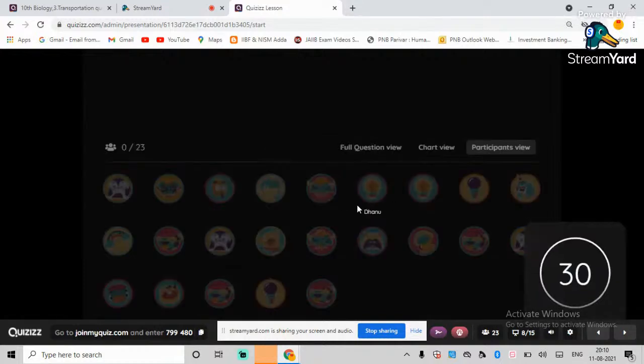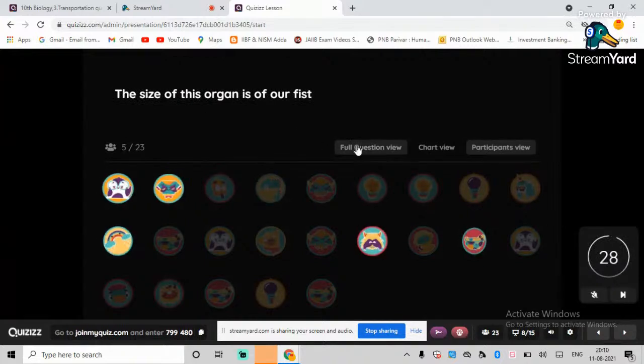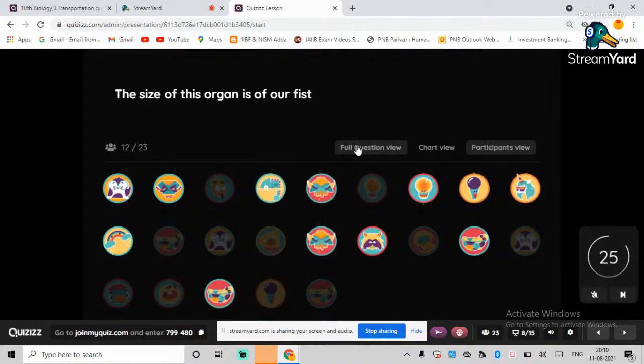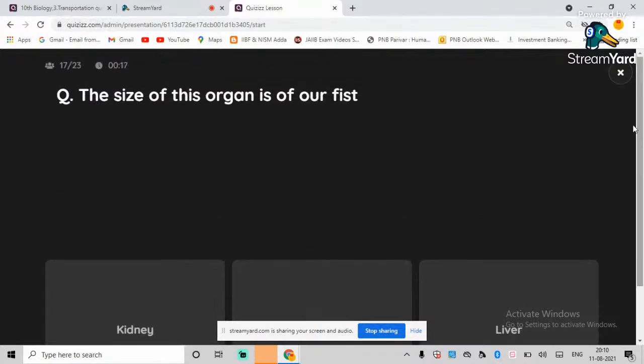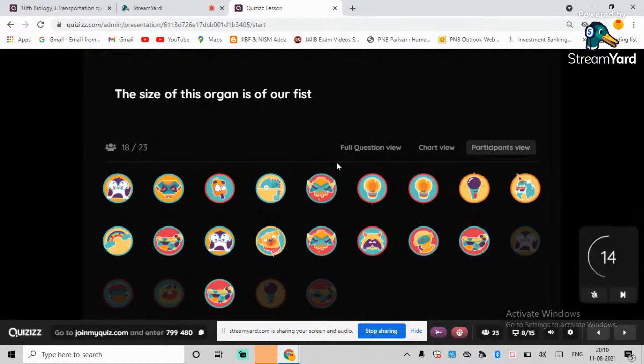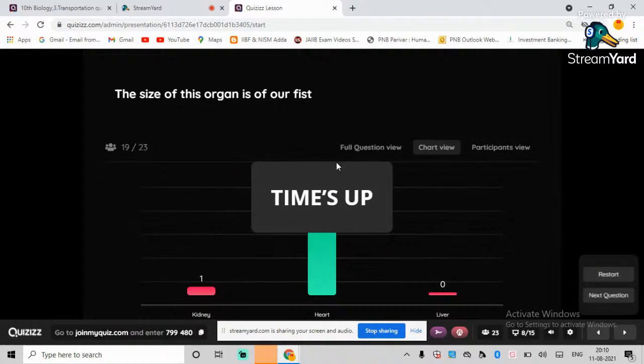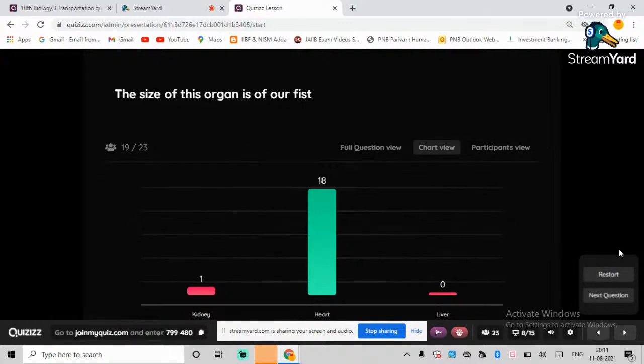So the next question is: the size of this organ is about the size of our fist. First option kidney, second option heart, third option liver. Time's up. So the correct answer is heart. Maximum did correct. 1% did wrong.